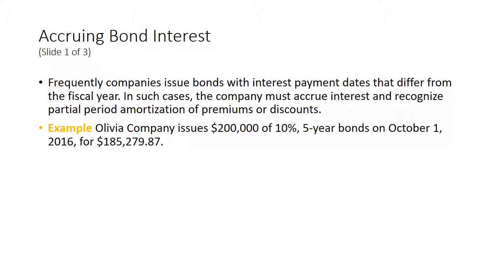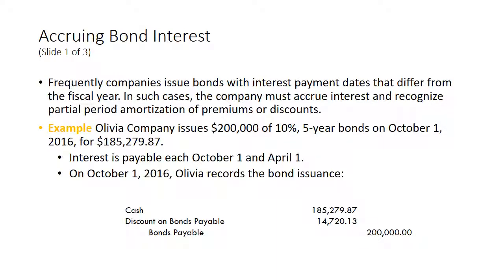Olivia Company issues 200,000 10% 5-year bonds on October 1st for $185,279.87. Interest is payable on October 1st and April 1st, and their year ends December 31st. So there's the cash, and the journal entry to record the sale of the bond on October 1st. Okay, but how would we record interest? Remember, interest would start occurring on this bond on October 1st. Actual interest payment doesn't go out till April 1st. So we have 3 months of interest occurring this accounting year and 3 months of interest next accounting year before the actual interest payment is made.